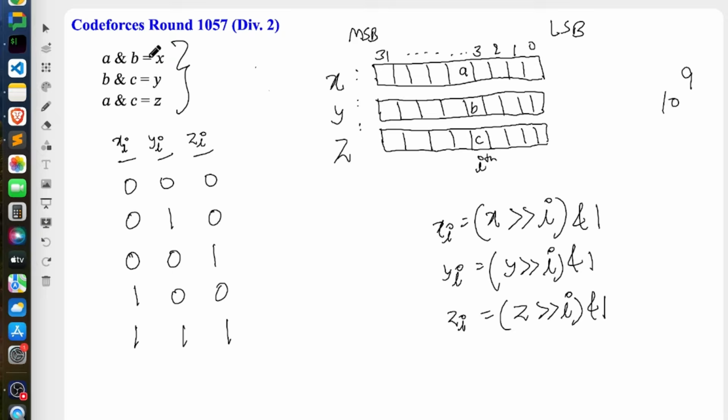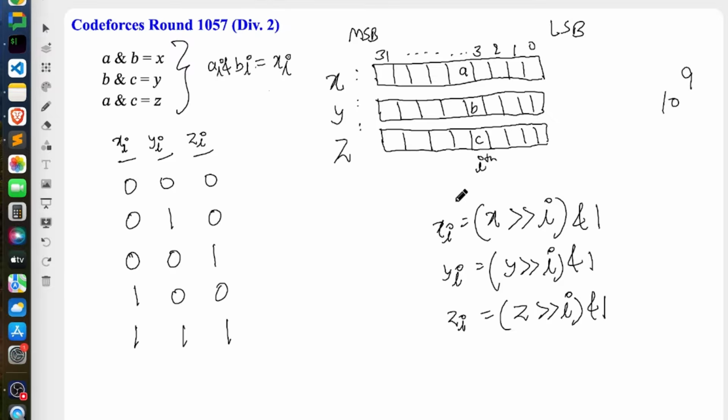If a and b is equal to x, I claim that ai and bi must be equal to xi. So xi means its ith bit. So instead of saying a and b equals x, just check if the ith bit of a and the ith bit of b is equal to the ith bit of x or not, right? If a and b equals x, it means that all these 32 bits should be the same, right? So that's why I have divided it into bit format. So I will check for each ith bit whether this condition holds true or not, right?